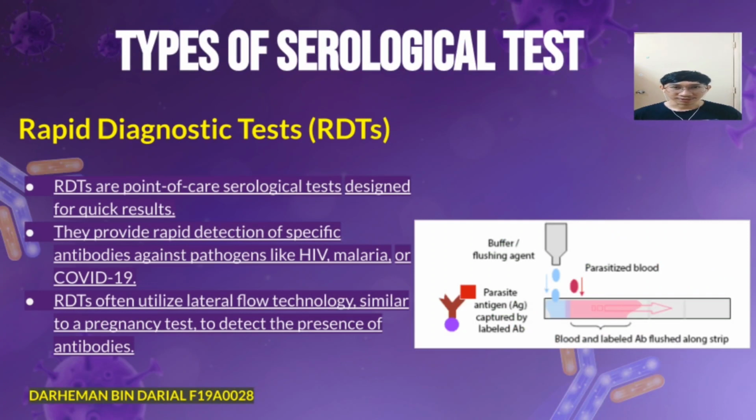ELISA is valuable in diagnosing infectious disease and monitoring immune response. Second is rapid diagnosis tests. Rapid diagnosis tests are point-of-care serological tests designed for quick result. They provide rapid detection of specific antibodies against pathogens like HIV, malaria, or COVID-19. Rapid diagnosis tests often utilize lateral flow technology similar to pregnancy tests to detect the presence of antibodies. These tests are convenient for field testing and emergency situations where immediate results are crucial.